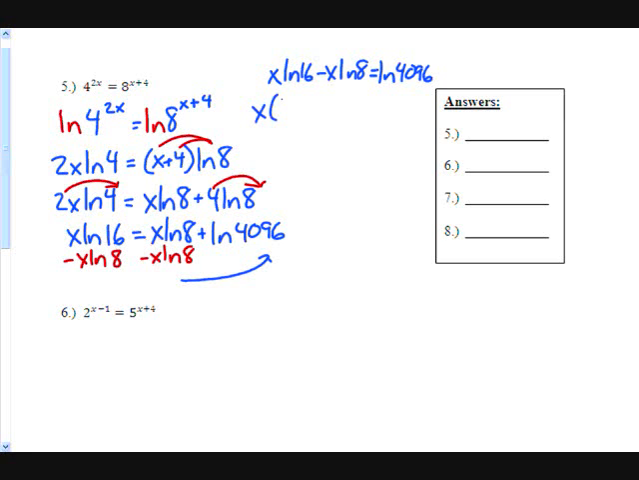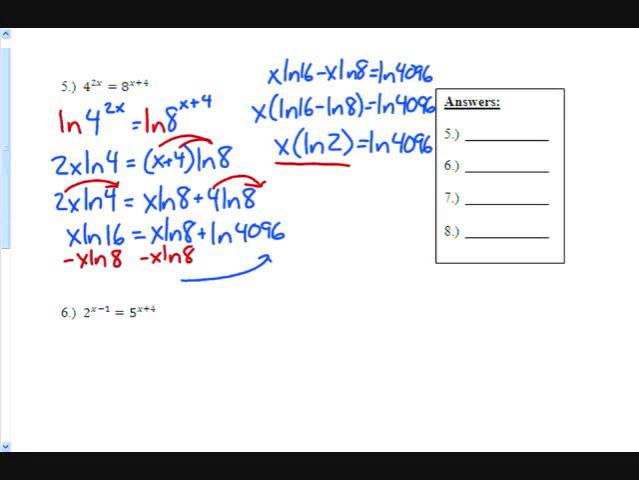Now to isolate the x, I have to factor it out. So I factor the x out, which leaves me with the natural log of 16 minus the natural log of 8. And from here, again, properties of logarithms are going to help me greatly, because two logarithms being subtracted, I can rewrite as one logarithm of the two things being divided. So I can rewrite it as the natural log of 16 divided by 8, which is just a 2. And now we can see that this is going to be much easier to simplify and plug into our calculators.